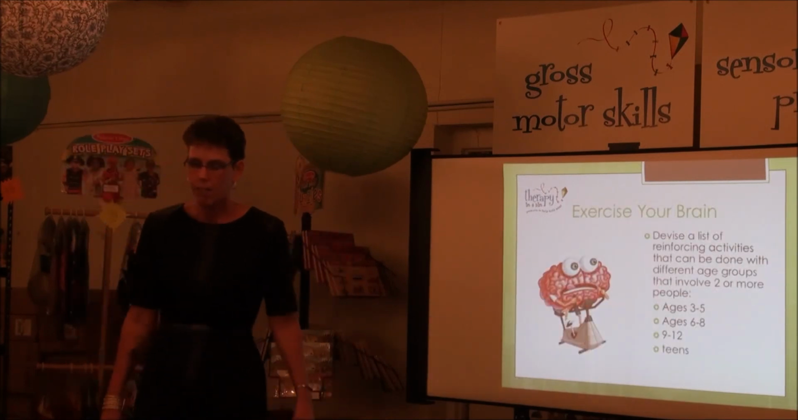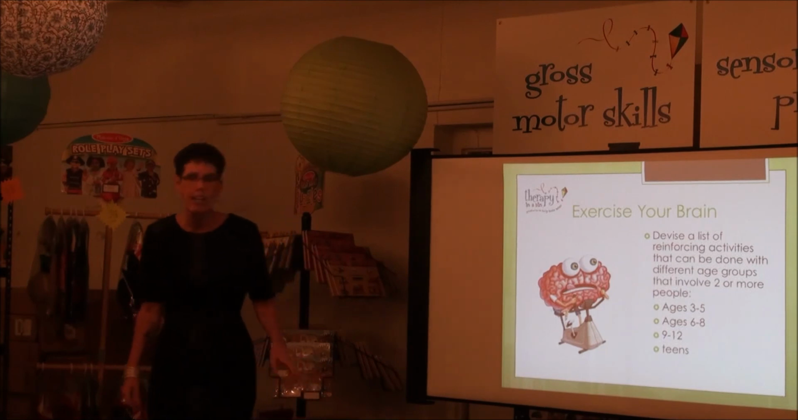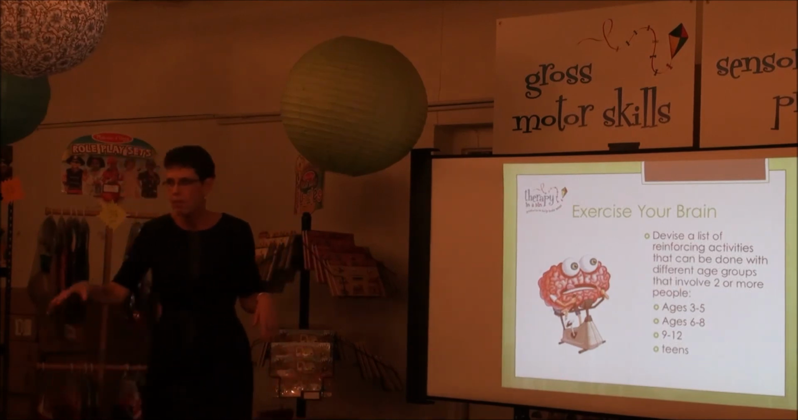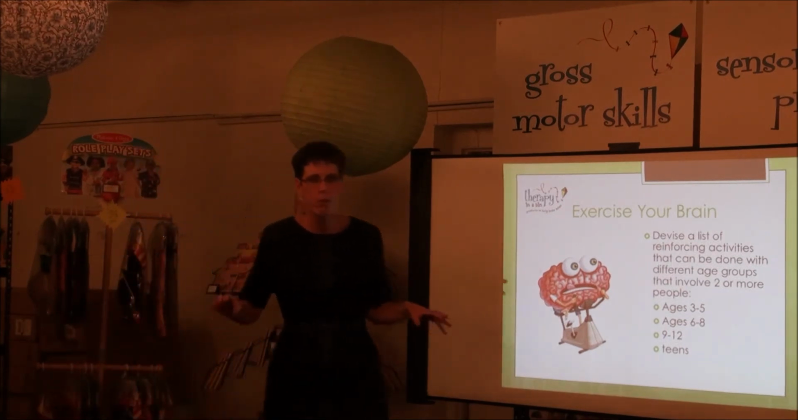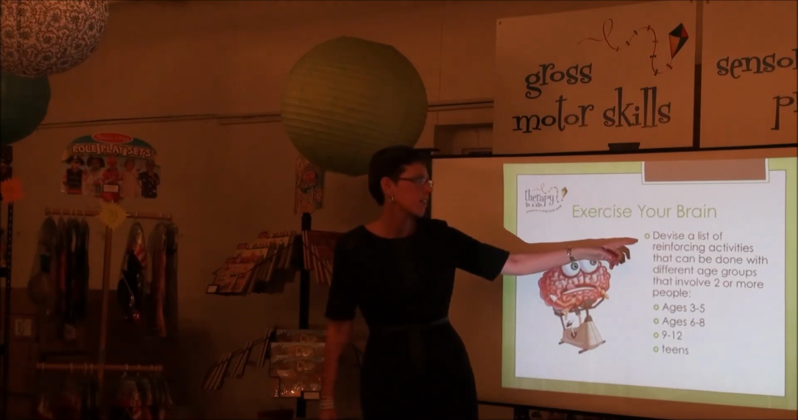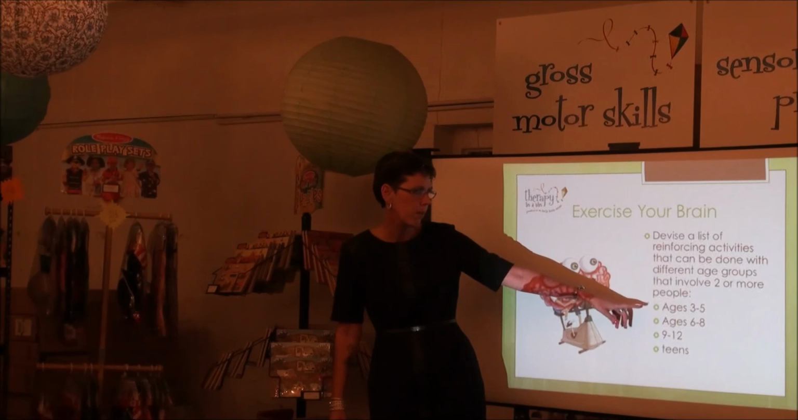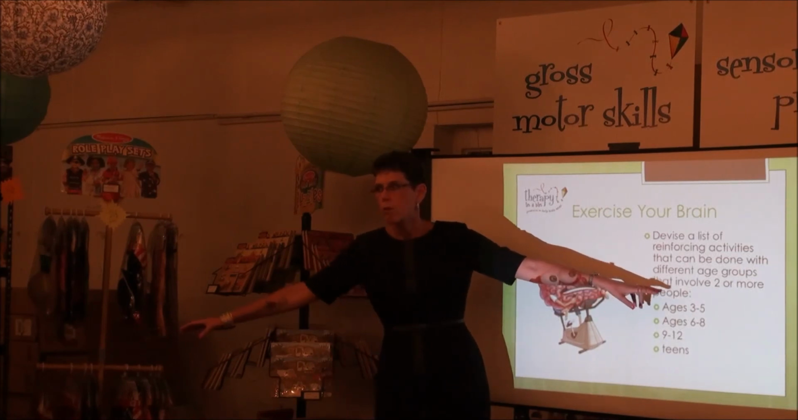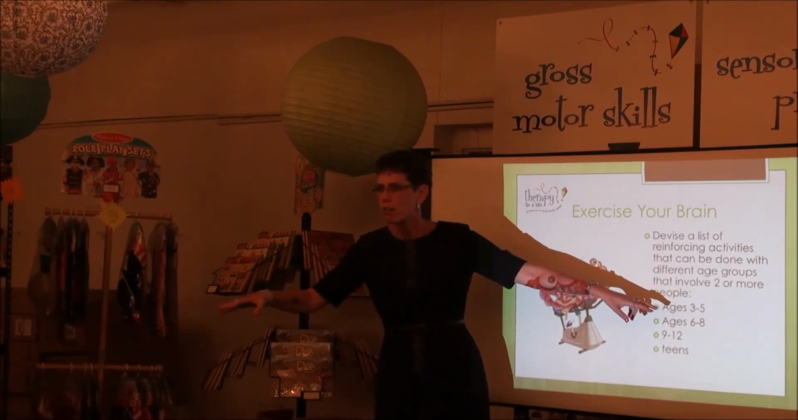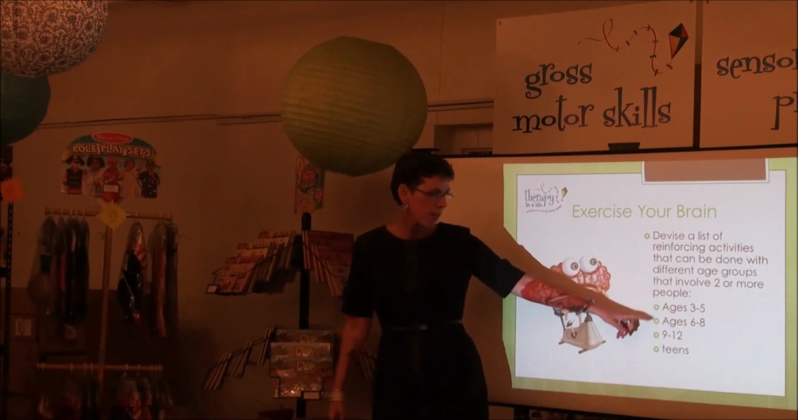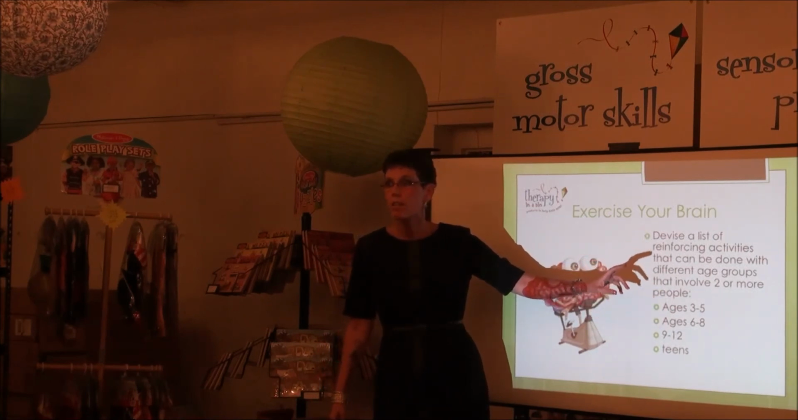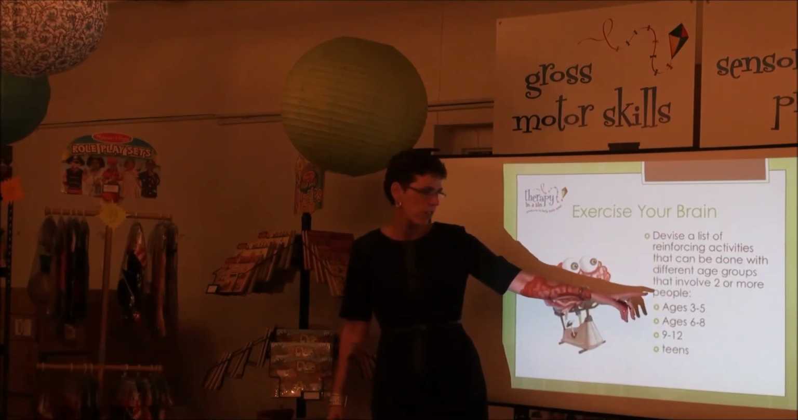All right, I've been talking for a bit, so we're just going to take a second here. I'm going to give like a minute or two. You can brainstorm with the people sitting next to you, and then we're just going to do a call out. So what we want is to devise a list of reinforcing activities that can be done with different age groups that involve 2 or more people. I don't care which age group you pick. You have to decide with your partner as to what age group you pick. But let's take a minute or two and come up with a little bit of a list of activities for your age group.